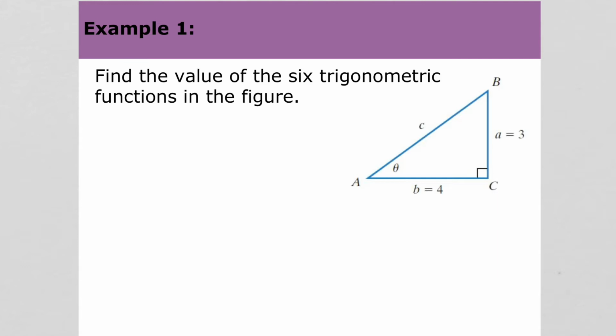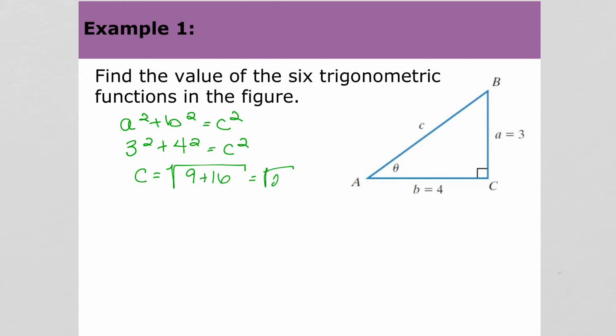So for example 1, we want to find the 6 trig values in this figure. We've got the length of 2 of the sides, but we don't have the length of the hypotenuse. So we're going to use the Pythagorean Theorem to find the hypotenuse. So we've got 3 squared plus 4 squared equals c squared. So c will be the square root of 9 plus 16, which is the square root of 25, which is 5.